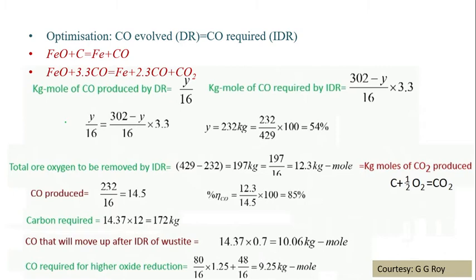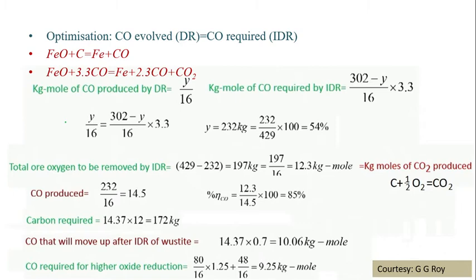So as to make the process optimum, the CO evolved by the direct reduction should be equal to the CO required for the indirect reduction of the wustite. So what are the direct and indirect reduction reactions? We have studied FeO plus C gives rise to Fe plus CO. This is the direct reduction. FeO plus 3.3 CO equal to Fe plus 2.3 CO plus CO2. These are the equilibrium reactions. So from this we have to calculate.